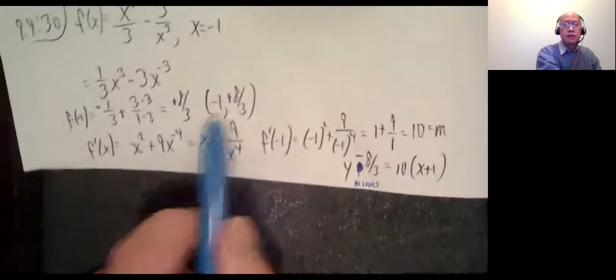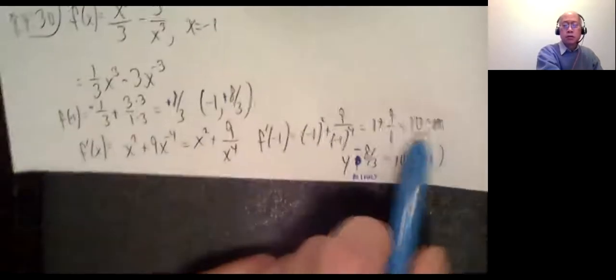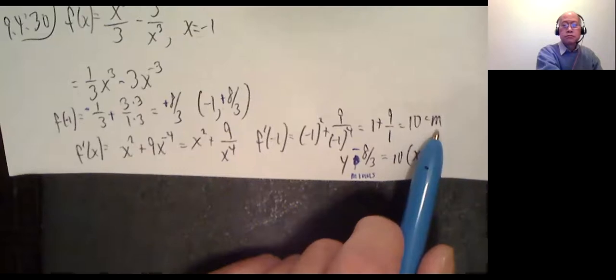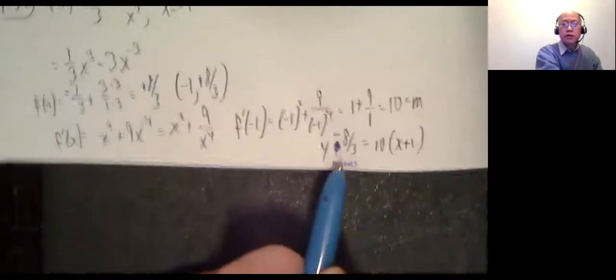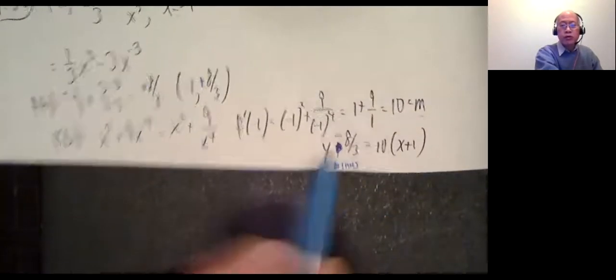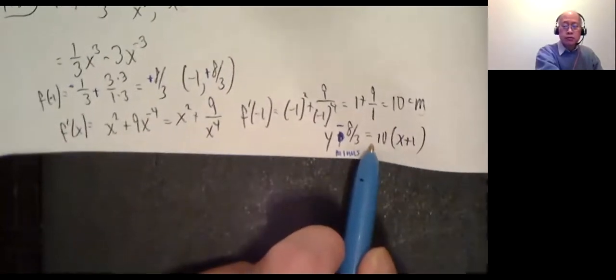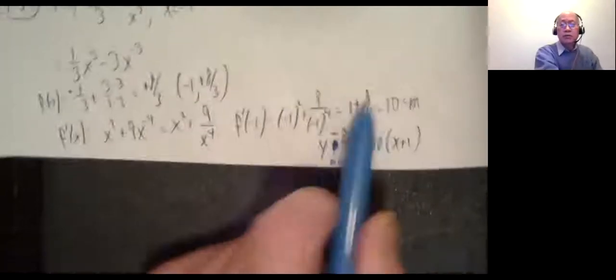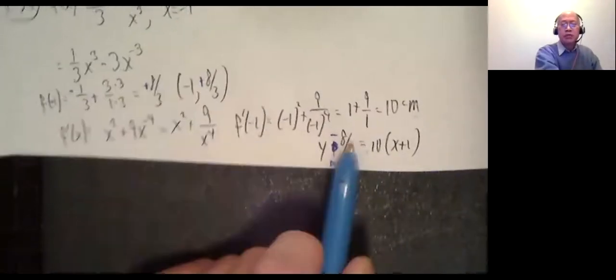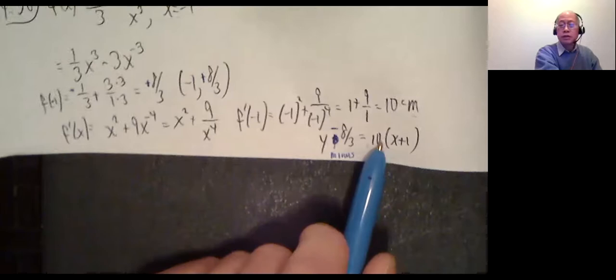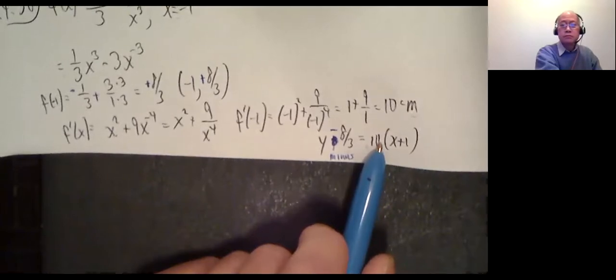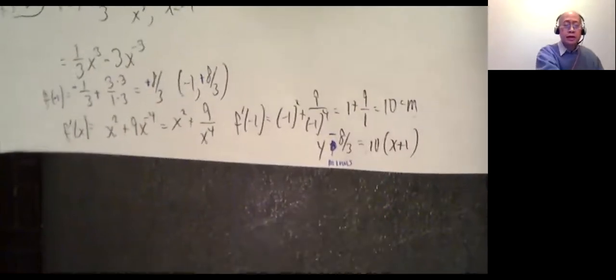Okay, so point, slope. Point slope form for the equation of the line: y minus y1, y minus 8/3 equals m, 10. Derivative means slope, slope of the tangent line, times parentheses, x minus negative 1, x plus 1. And there we go. And that's that.